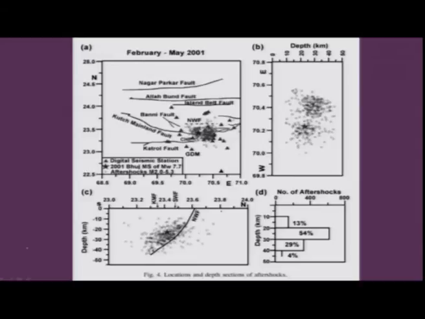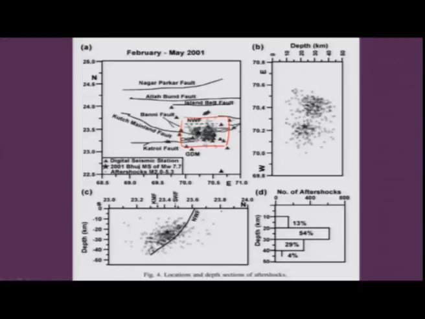So this is an exercise which was done for the 2001 Bhuj earthquake, where you can see the different sections which have been prepared. This is in plan view, which shows how far the area on the surface was covered. Then this is the main shock here, and you have the other smaller earthquakes, aftershocks, which were triggered here. And this is the depth section, which shows how deep the earthquakes were.